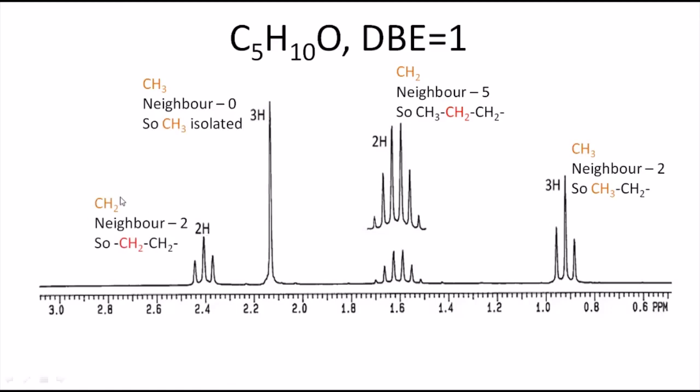This is 2 hydrogen, therefore I can take this as a CH2, but the neighbor is 2, CH2. That can also be inferred here, this CH2, right? This CH2, there is a neighbor CH2, and therefore it works out. Okay, we have analyzed the signal and its multiplicity.